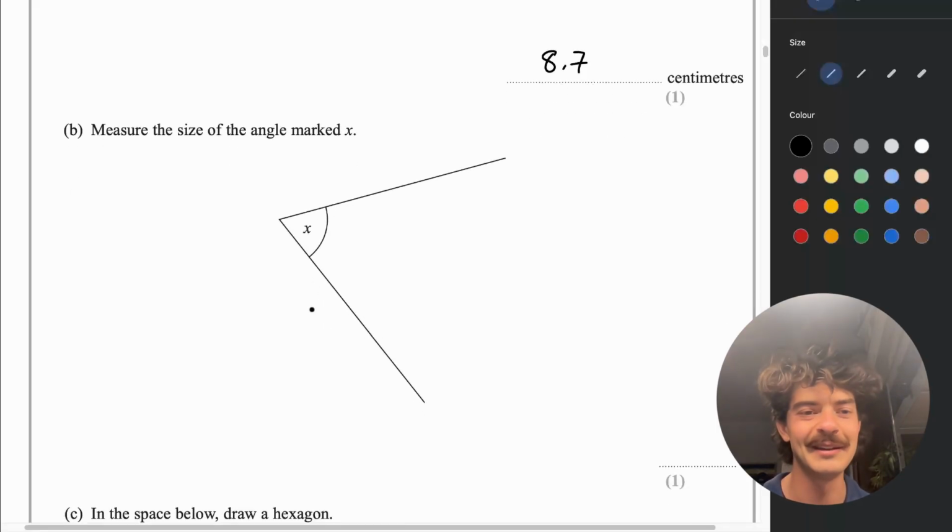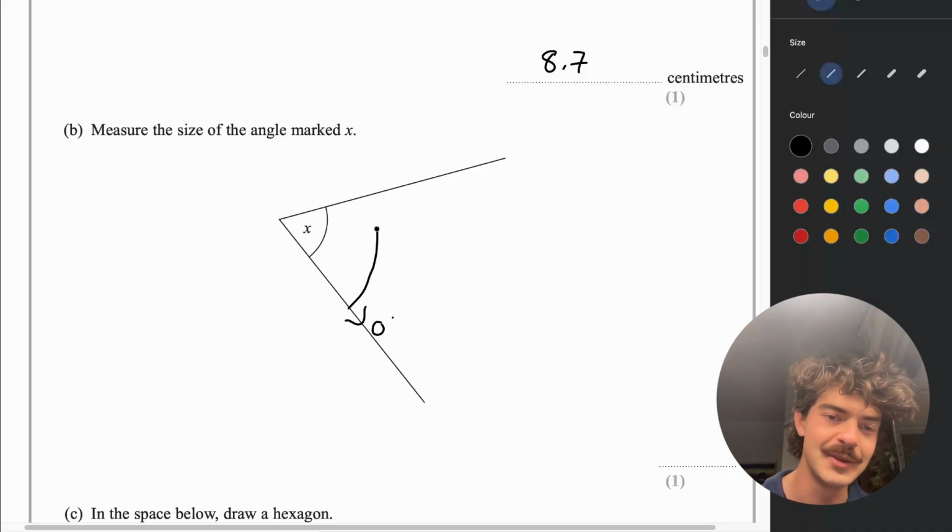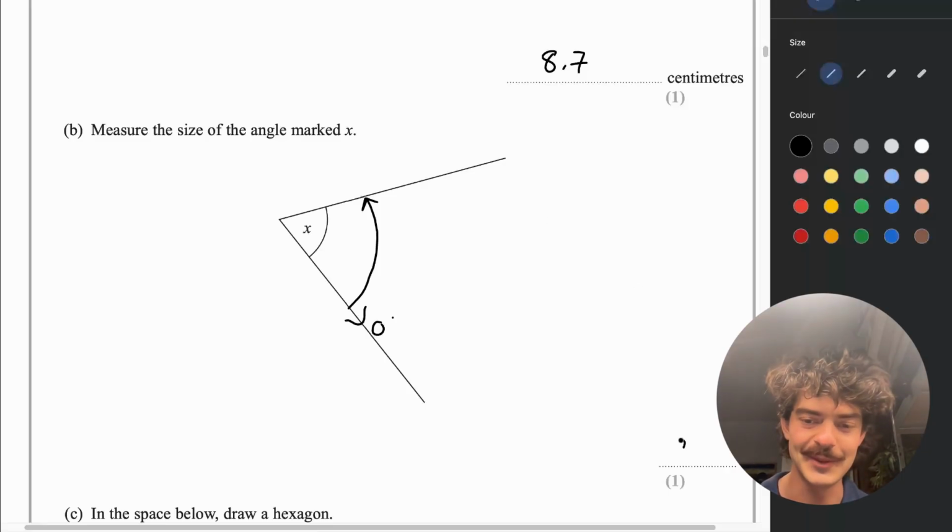Next, same again. You're measuring an angle, this time with a protractor. Line up your 0 degrees with one of these and then use the protractor to figure out how much this is going to be. And this comes to 67 degrees. Okay, nice.